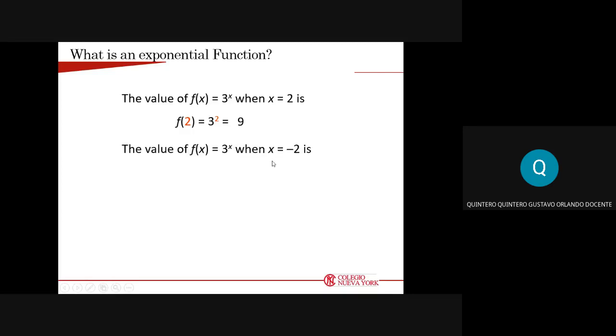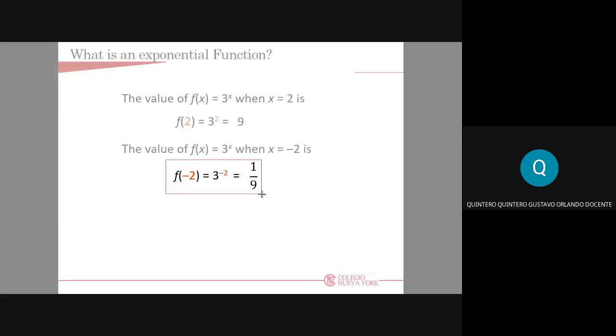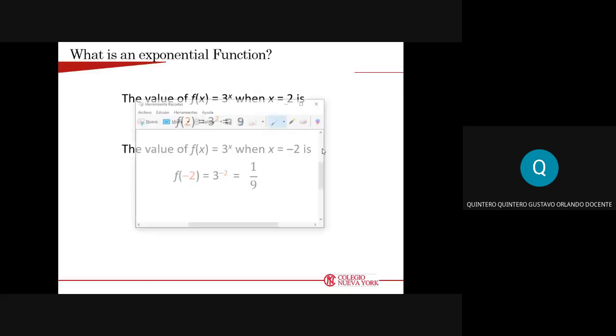Beautiful. But what is the evaluation of the function if x equals -2? How much is that? Again, to evaluate the function, all we have to do is change x by the value that we are given. So f of -2 equals 3 to the -2. That is 1 over 9. Of course, you can put this in a calculator, and your calculator will give you a different answer. It will give you some decimals, right? Well, guess what? Those decimals are being rounded.